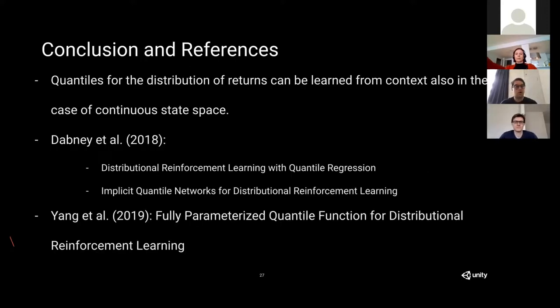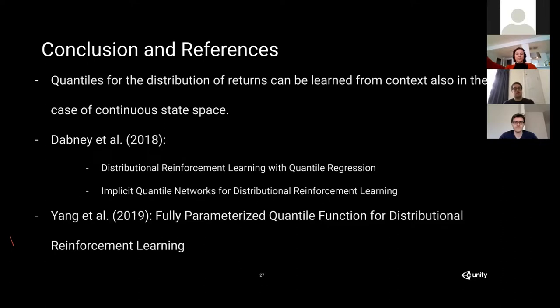So I will take a couple more minutes to finish the slides. The conclusion of this section is that indeed we can learn the quantiles for this return distribution from context also in this continuous state space case. Here are a couple of references. I won't go into them in more detail.